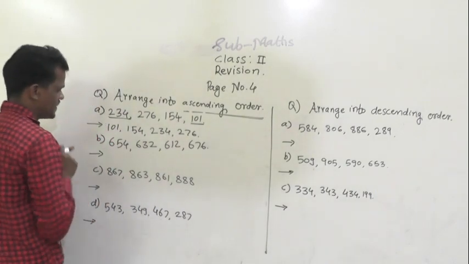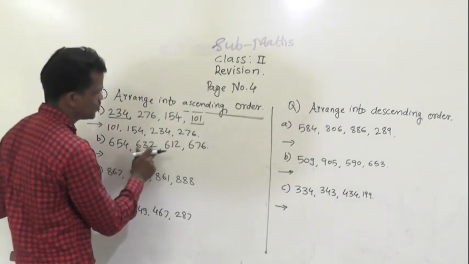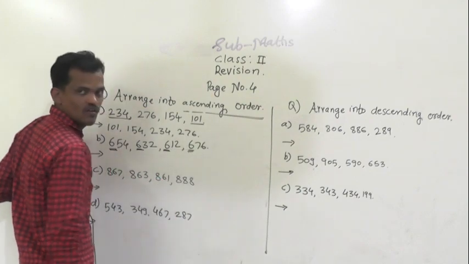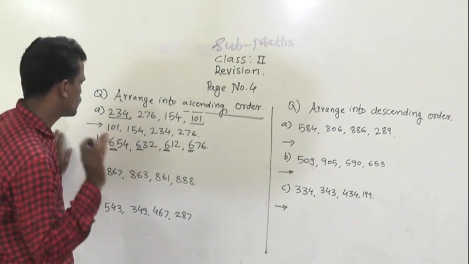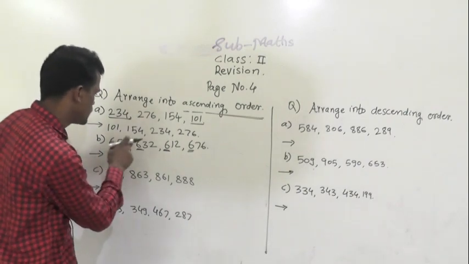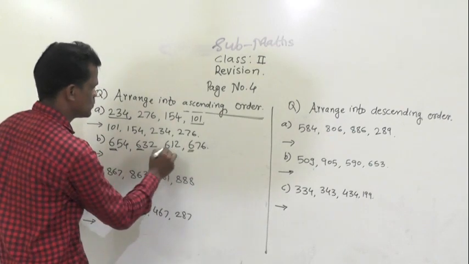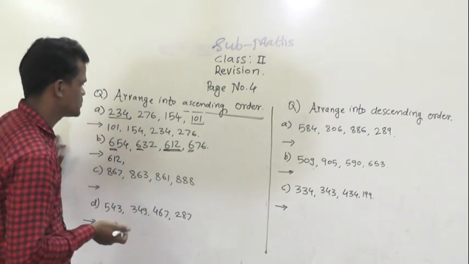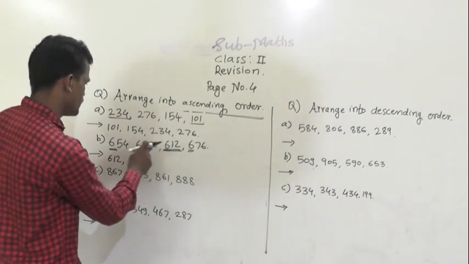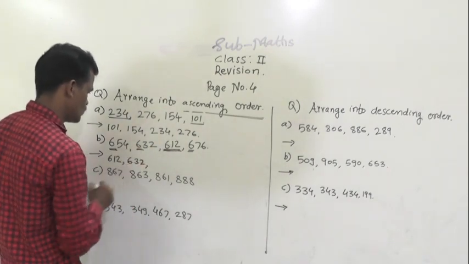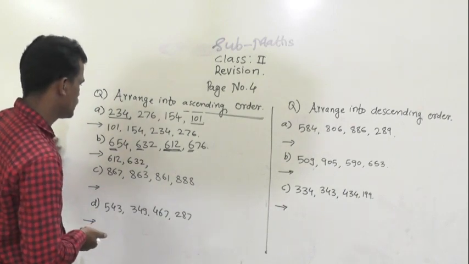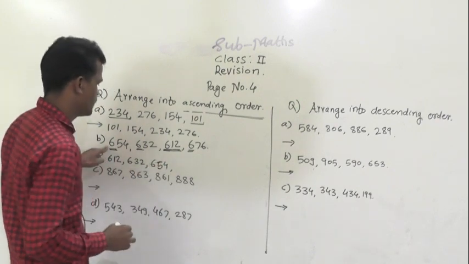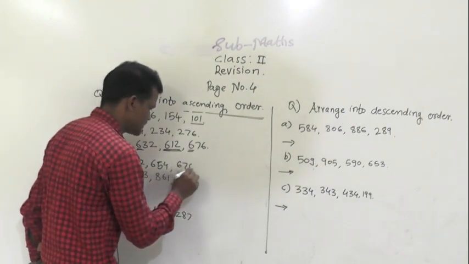Next: 654, 632, 612, 676. You observe the hundreds place digit is common in all numbers, so you have to compare the tens place digit. Here 5, here 3, here 1, here 7. So this number is smallest, write 612. Greater than 612, which number is there? Here 1, here 3, so 632. After 632, 654. And after 654, at last 676 will come.